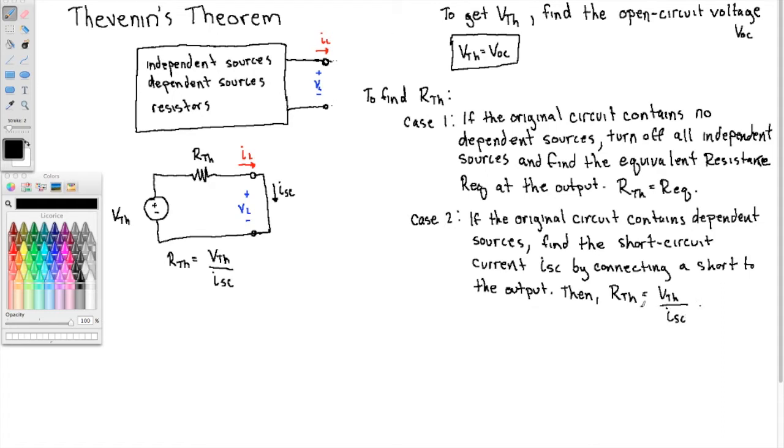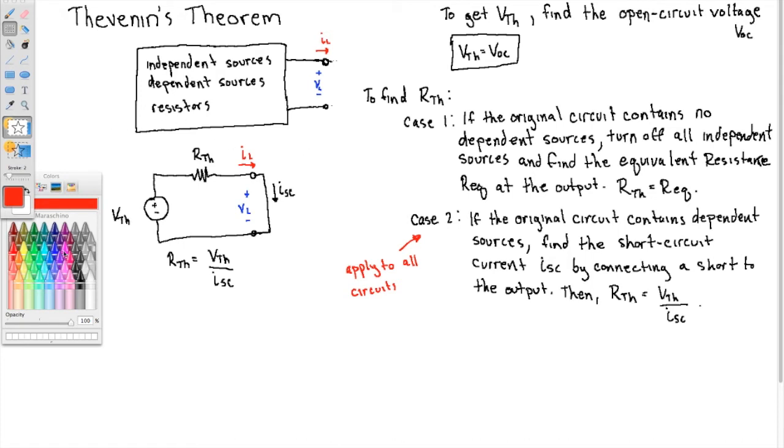Okay, so there are our two cases, and I do want to point out again that case 2, it's more work, but it does apply to all circuits, dependent or only independent. Case 1 only applies if there are no dependent sources, but it's less work. So you'll want to use case 1 if you can, otherwise you should use case 2.